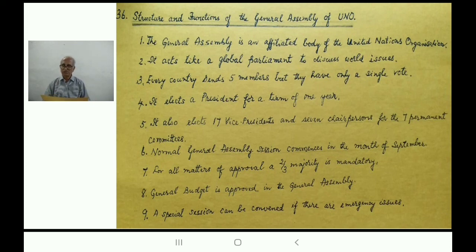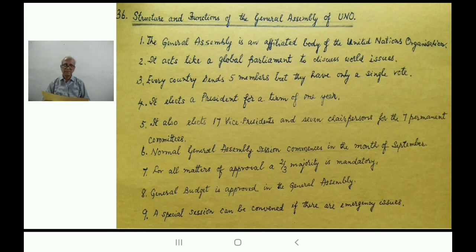These are all the points you can write. For all matters of approval, a 2/3 majority is mandatory. Whenever voting is there, 2/3 of the members have to accept. Then it gets referred to the Security Council.